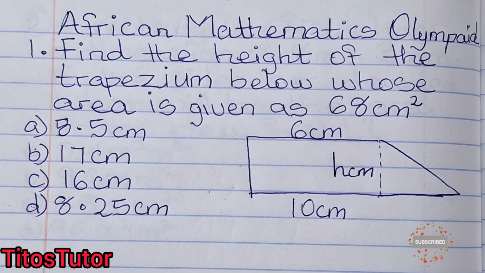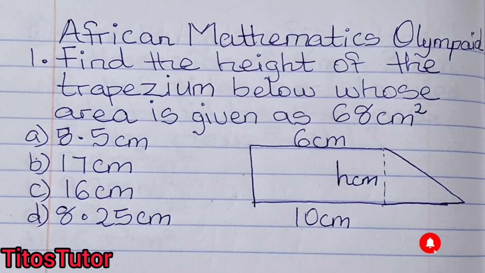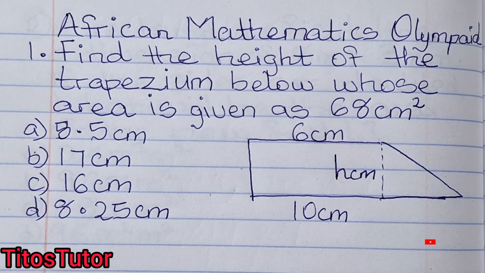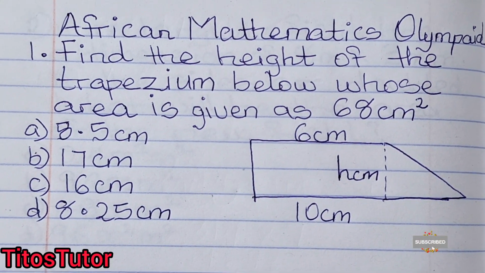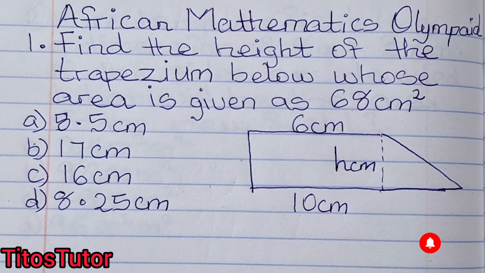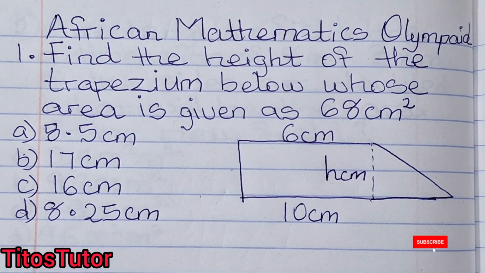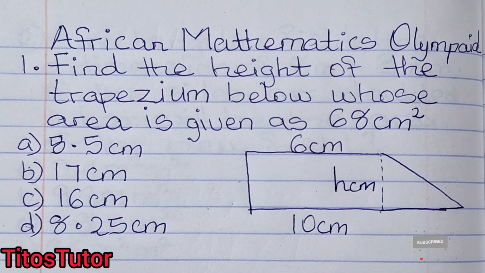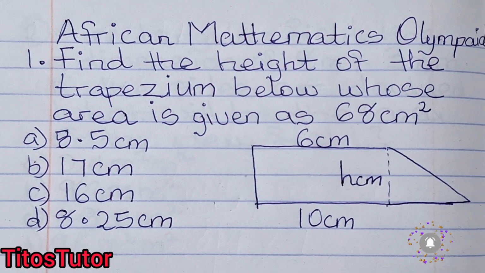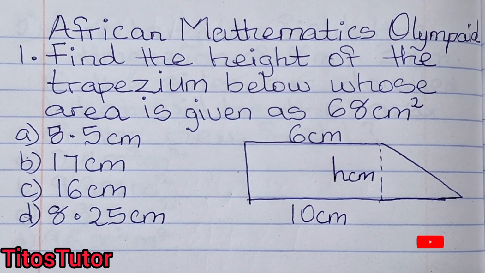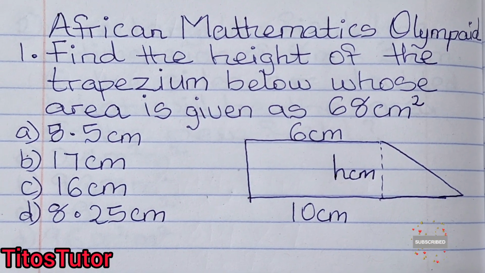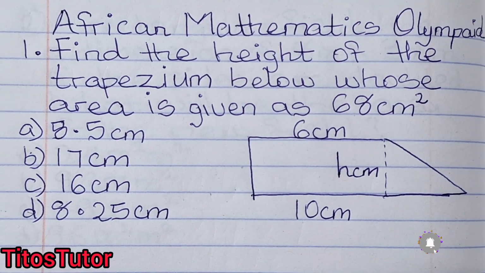Now, the first thing you need to remember is the formula for calculating the area of a trapezium. What is the formula for calculating the area of a trapezium? It is half, open bracket, A plus B, close bracket, multiply by H. So let's write that down.